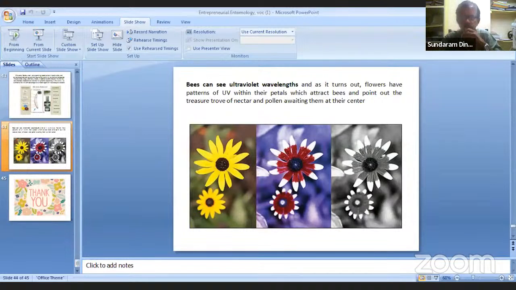What is your suggestion about nanoparticle-containing pesticides on crops? There's a person in the chat box. Pardon me? Nanoparticles? Nanoparticle-containing pesticides on crops.